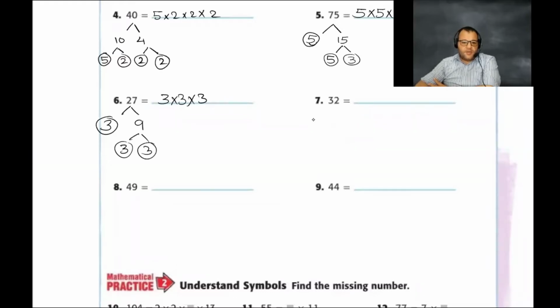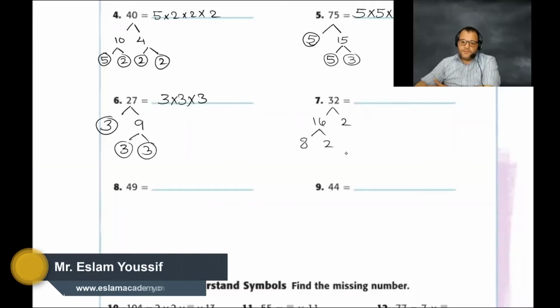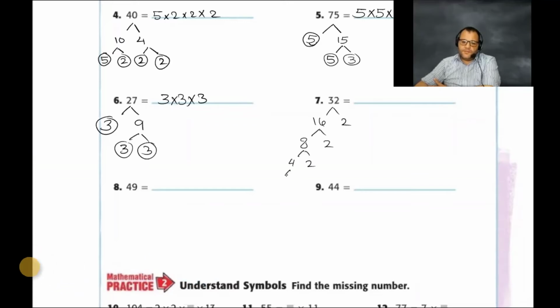Sayyid Ahmed, just 1 minute. Sayyid Ahmed. Yes, sir. 32 is 16 multiplied by 2. Then? And 16 is 8 multiplied by 2. Then? 4 multiplied by 2. Then? 2 multiplied by 2. Then? Finished? Not finished. Now, circle or continue?